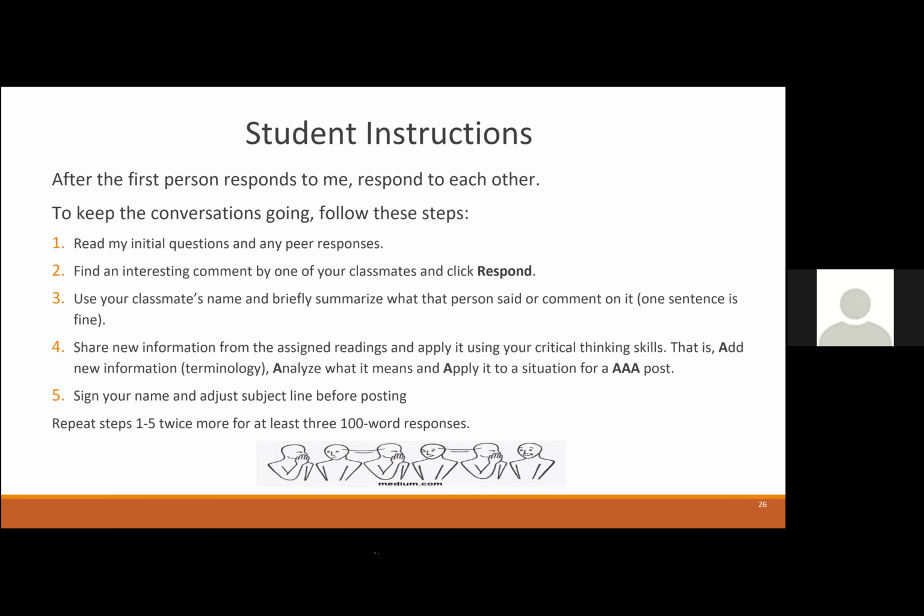You summarize or comment on it, and then you're sharing your new information, what you want to add to the conversation. And then sign your name and adjust the subject line, because sometimes someone takes the conversation in a slightly different direction, and it's nice to have those subject lines change.